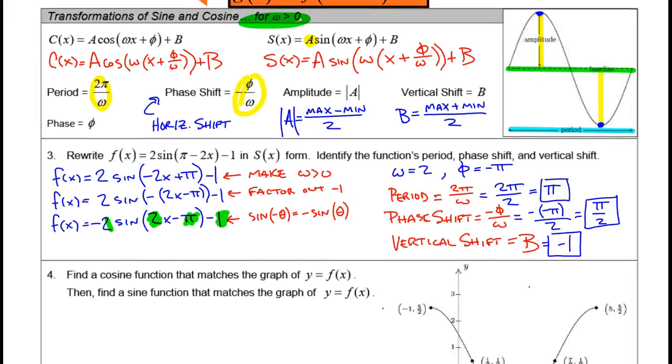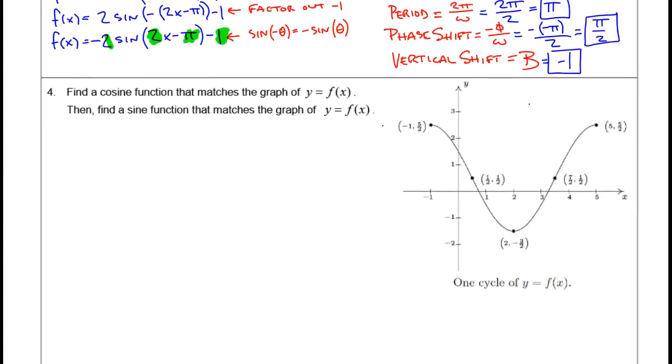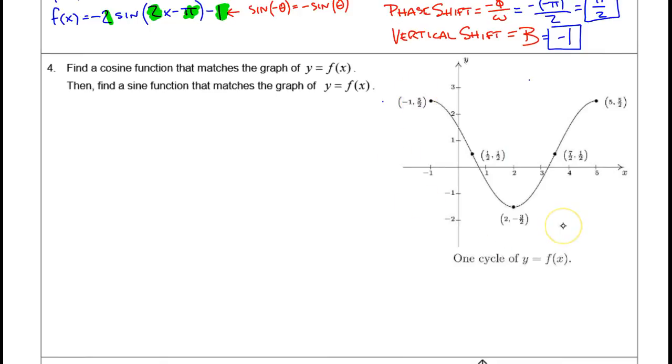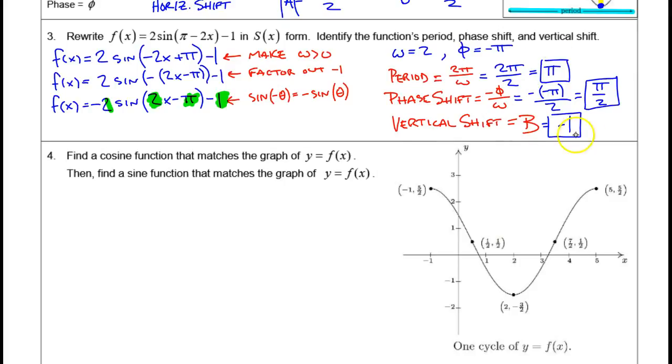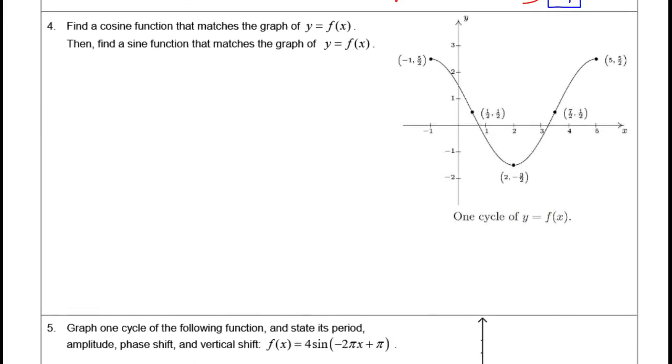Okay, so in example 4, we're asked to find a cosine function that matches the graph of y equals f of x, and here is one cycle or one period of that graph. So this is a little bit different than question 3. In question 3, we were given a function and asked to analyze it so that we could see what its graph looked like in terms of numbers. And those numbers that describe the graph are the period, phase shift, and vertical shift. Also the amplitude. We did talk about that. That question should be more complete and ask for the amplitude as well. Anyway, in question 4, we are given the graph of a cosine function and asked to come up with the function. So we're gonna analyze this in a couple different pieces.